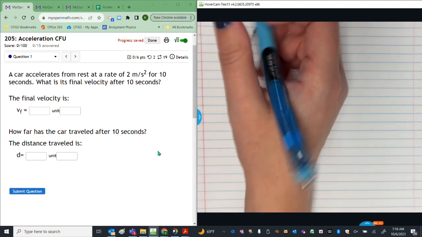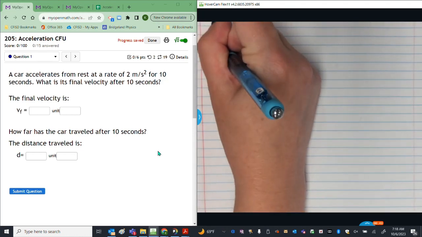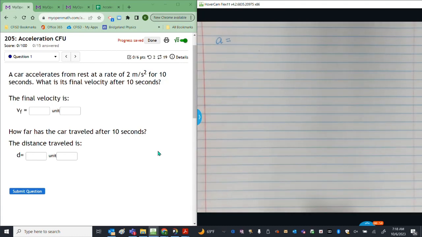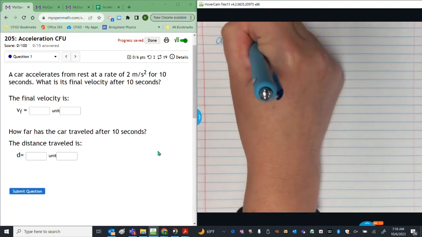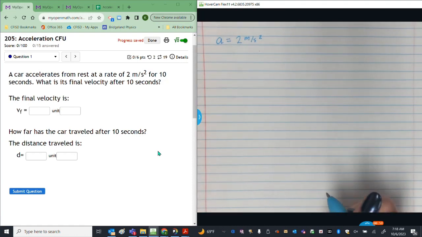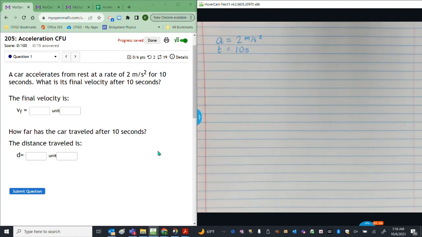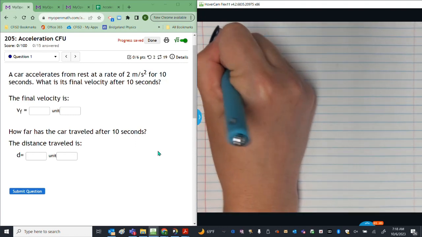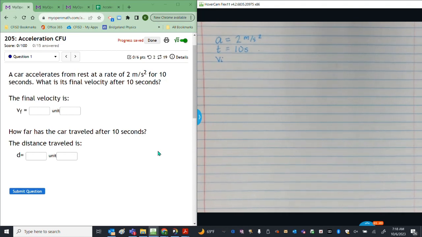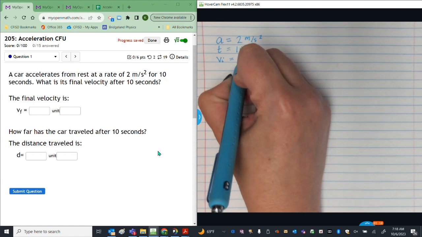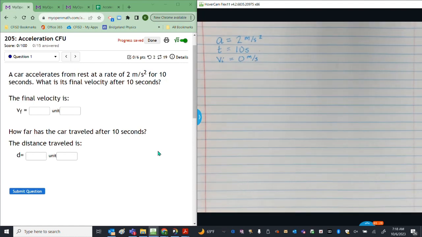And so if I take a look at this particular question, again, as always, I'm going to start by labeling the information that I know. I know the acceleration is 2 meters per second squared. I know that this occurs for a time of 10 seconds, and I know that it starts from rest. So although it doesn't have another number in there, if you see the words from rest, if you see the words comes to a stop, those are telling you things about the velocity. And since it says it accelerates from rest, my initial velocity is 0.